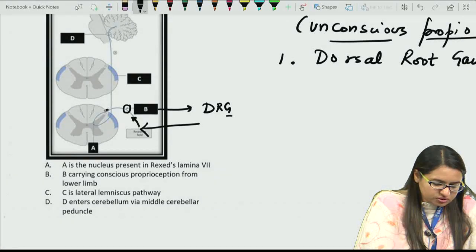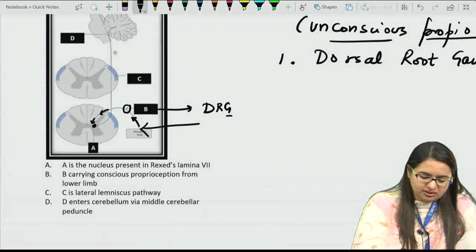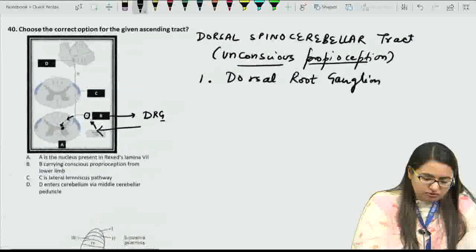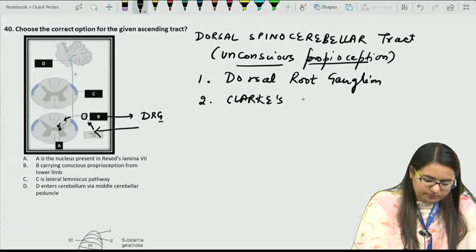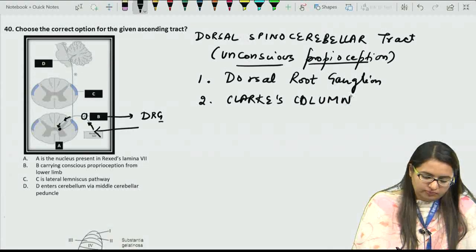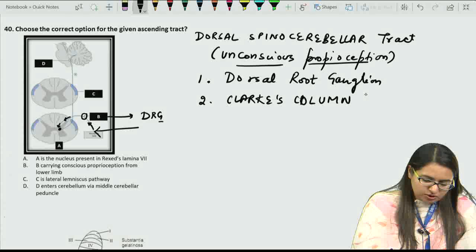Now the fibers go towards the spinal cord and relay in a nucleus, the second order nucleus. The second order neuron for this tract is the Clark's column. It is the Clark's column which is present here, and it is present in Rexed's lamina 7.